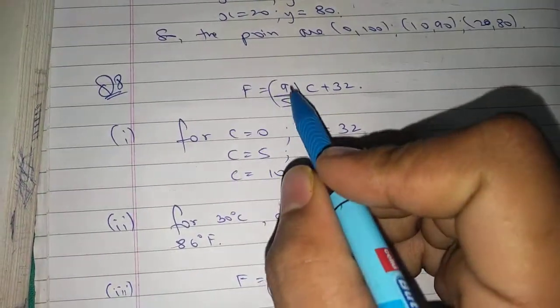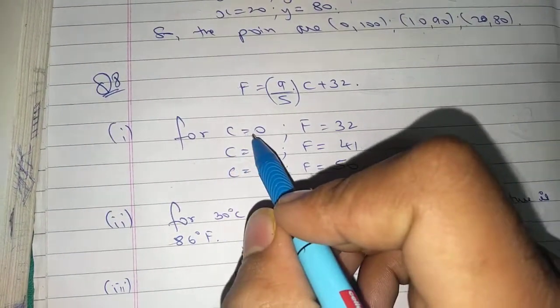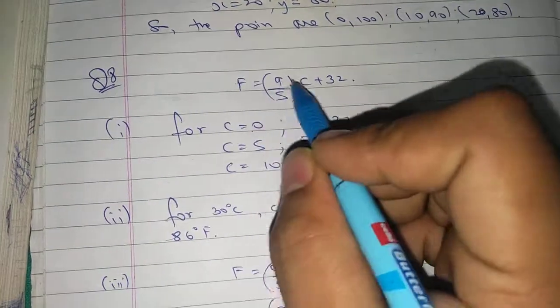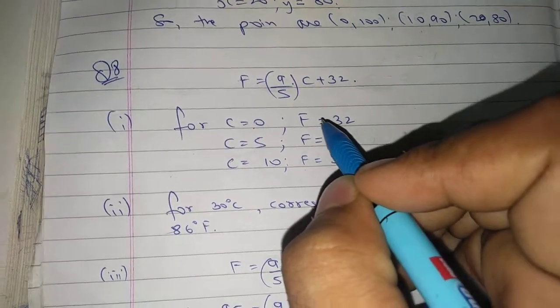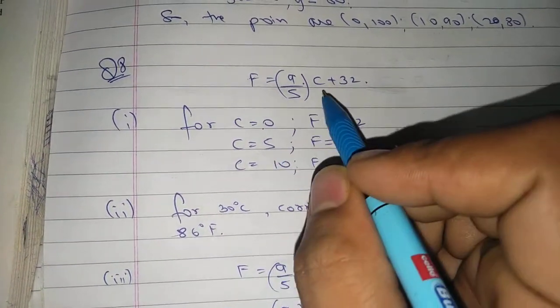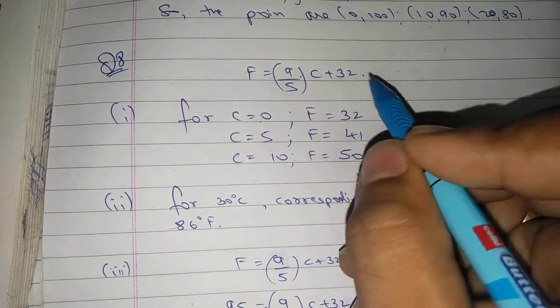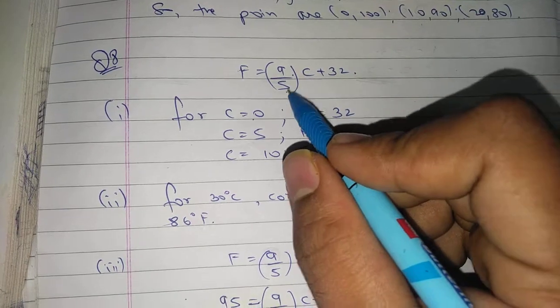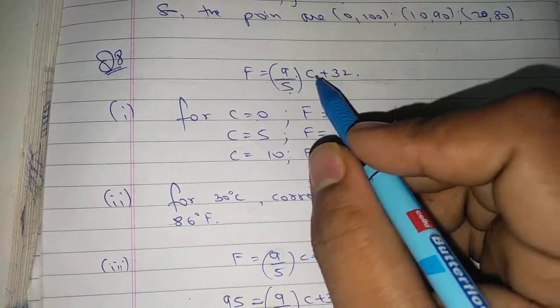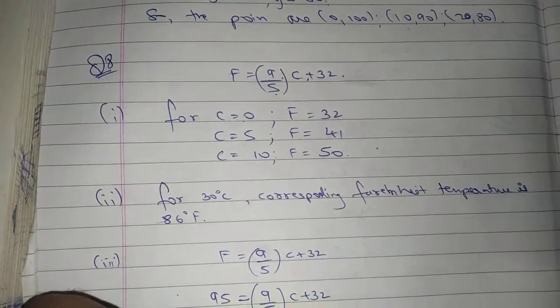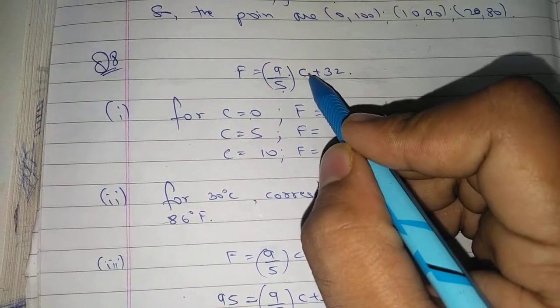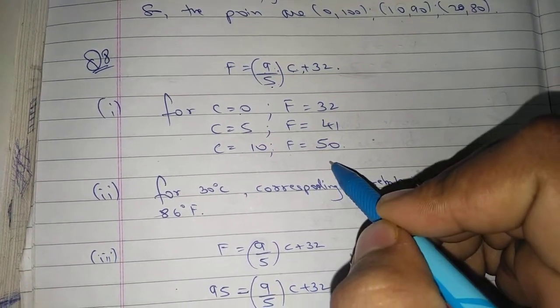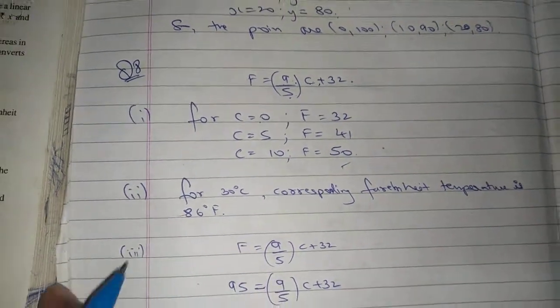F is equal to 9 upon 5 C plus 32. For C is equal to 0, the value of F is 32. If C is 5, then the value of F is 41. If C is 10, the value of F is: 5 2s are 10, 9 2s are 18, and 18 plus 32 will be 50. Now what is the second part?